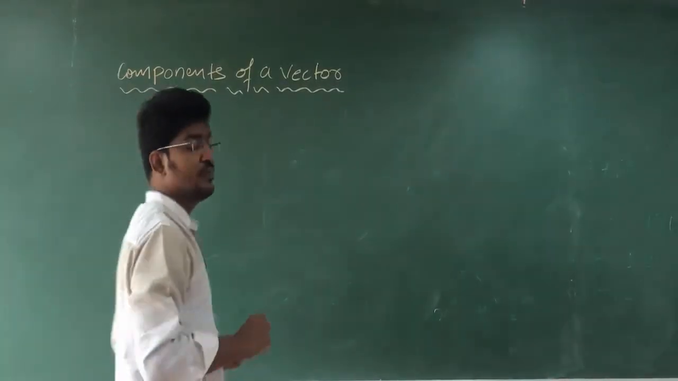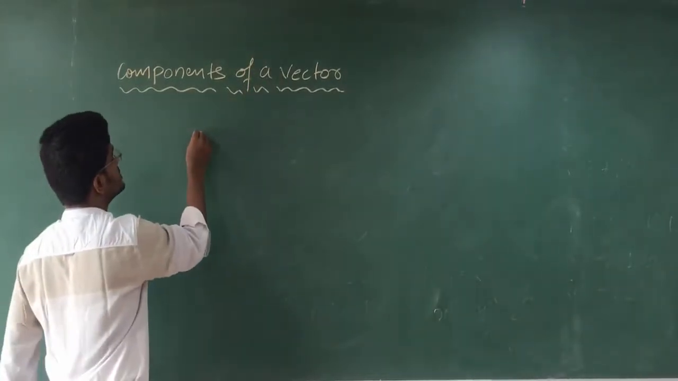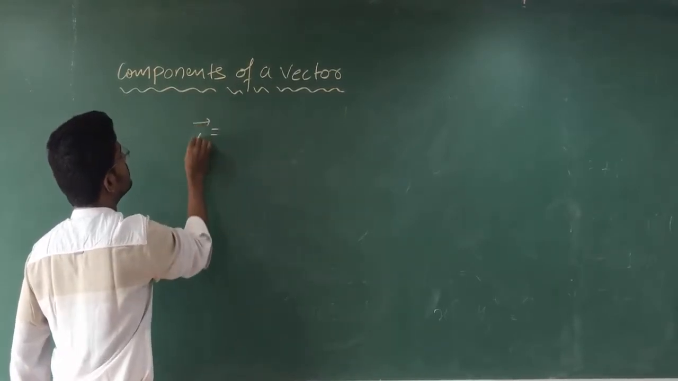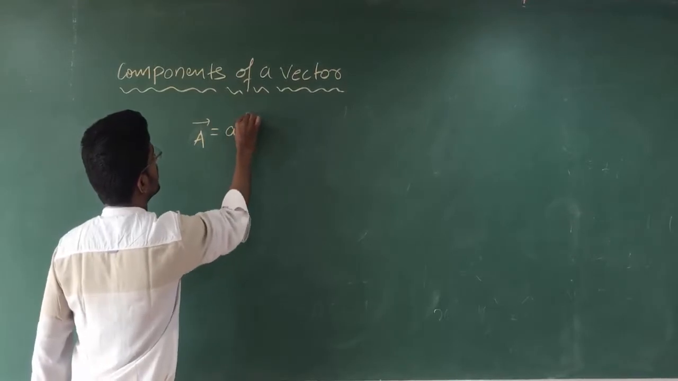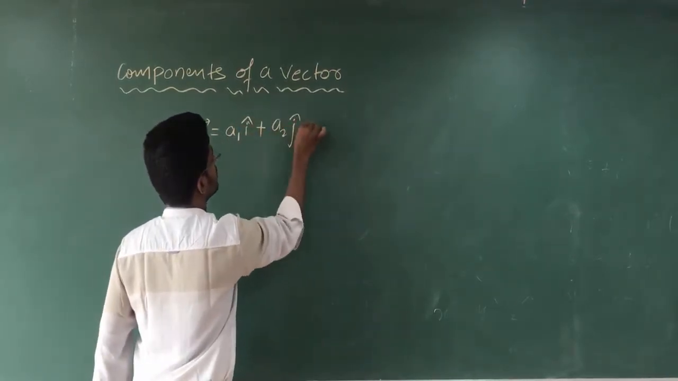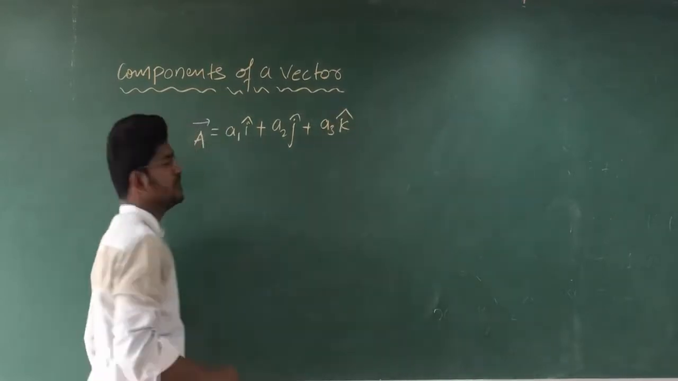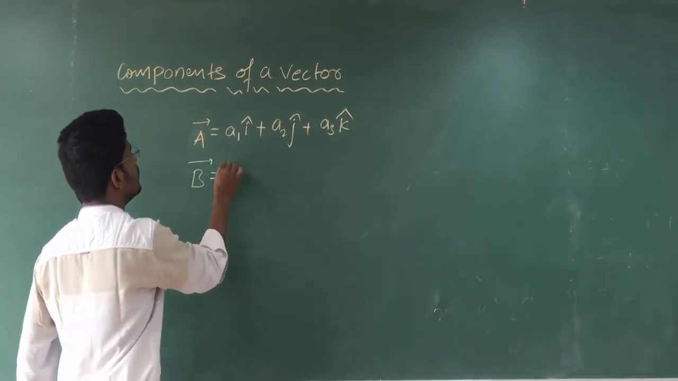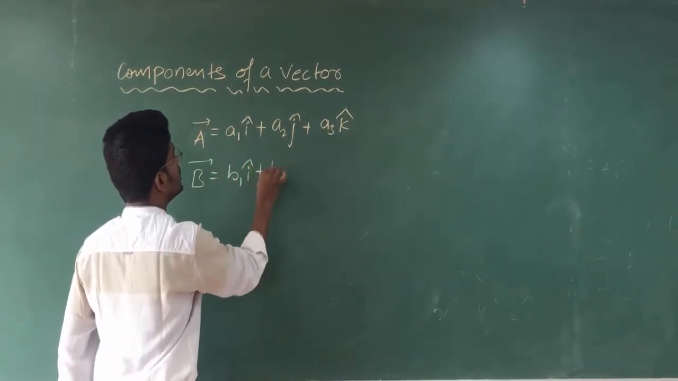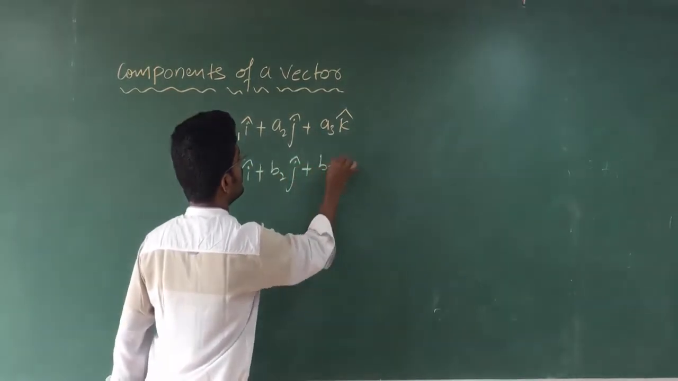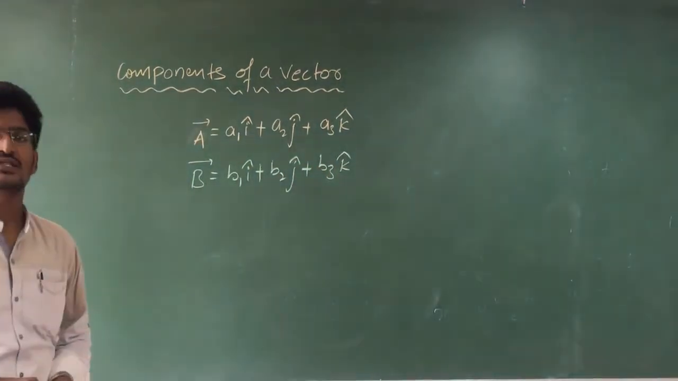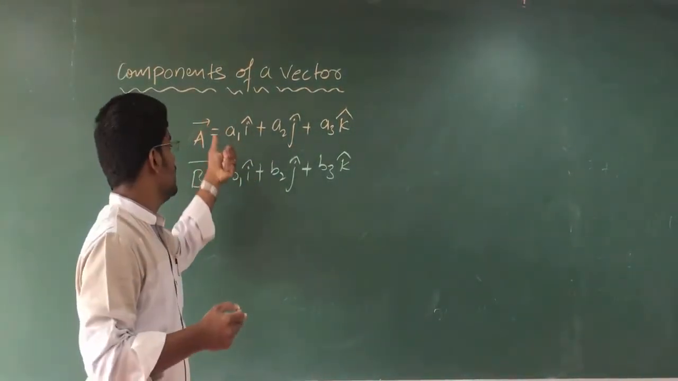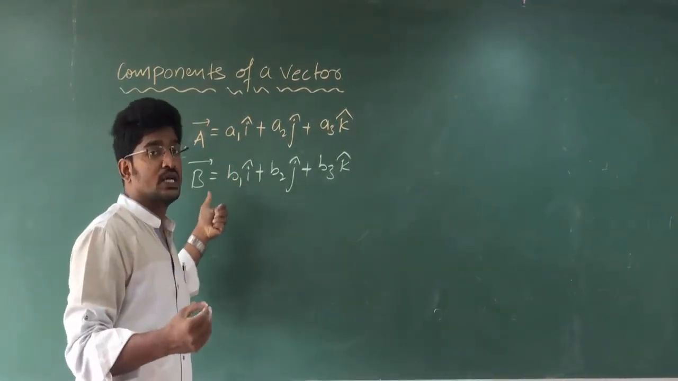So now what I will do, I will take two vectors. Vector A is equal to A1 i cap plus A2 j cap plus A3 k cap. This is one vector, and the another vector is vector B equal to B1 i cap plus B2 j cap plus B3 k cap. Clear? So as you all know, A1 i cap is a vector component of vector A, B1 i cap is a vector component of vector B.